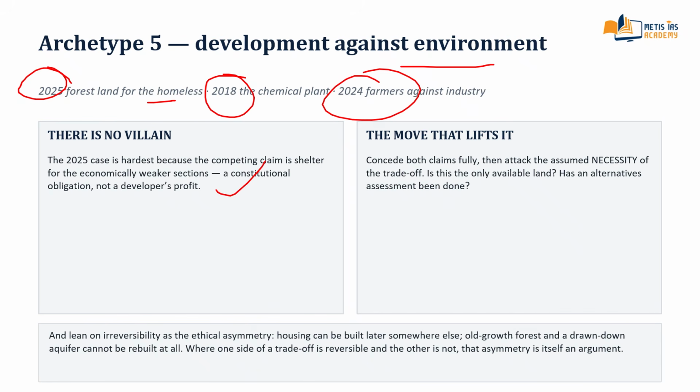So what is the move that lifts the answer? Concede both claims fully, then attack the assumed necessity of the trade-off. Is it the only available land? Has a genuine alternative assessment been done? What does the forest currently provide to the tribal and nomadic communities? Use the case names, and lean on irreversibility as the ethical asymmetry. Housing can be built later somewhere else. Old growth forest and an aquifer cannot be rebuilt at all.